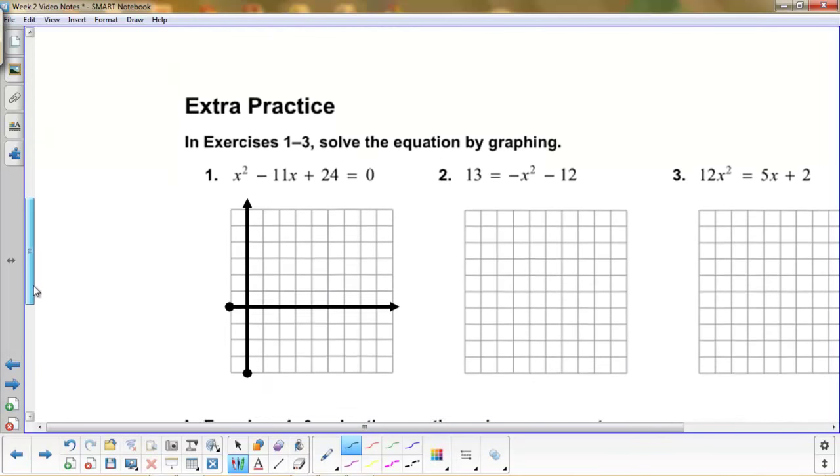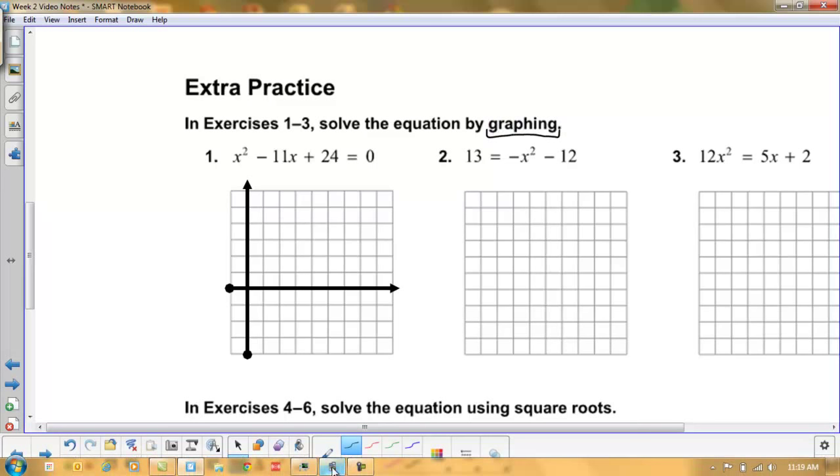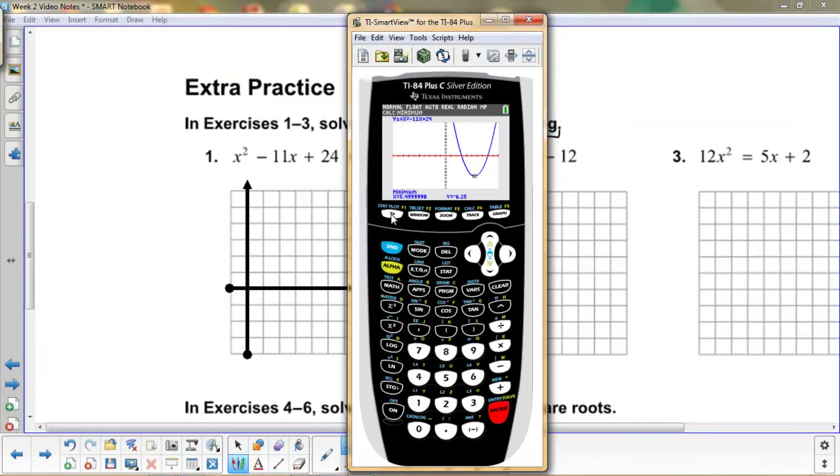Okay, we're going to take a look at question number 1, and we're going to solve question number 1 by graphing. Now, the way we're going to do this is through the use of our calculator. So, into y1 goes our first equation, and that's going to be the quadratic itself. Into y2 goes the number 0, because that's going to give us the intersection of the quadratic and the x-axis.